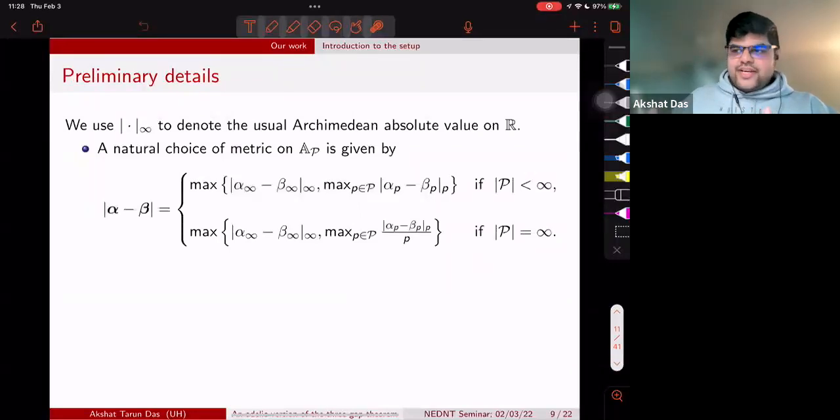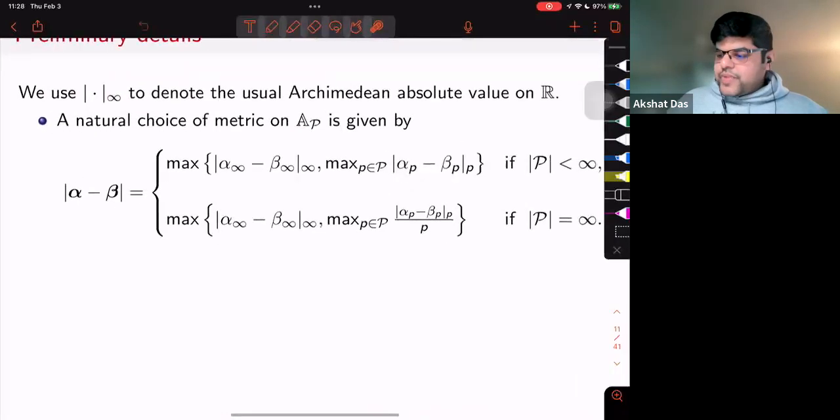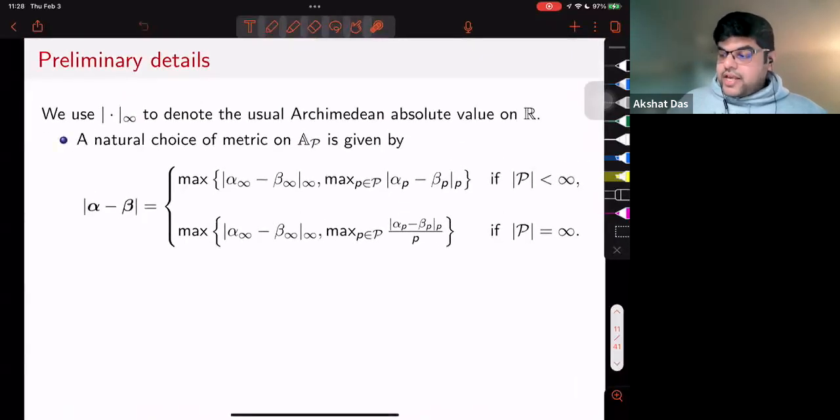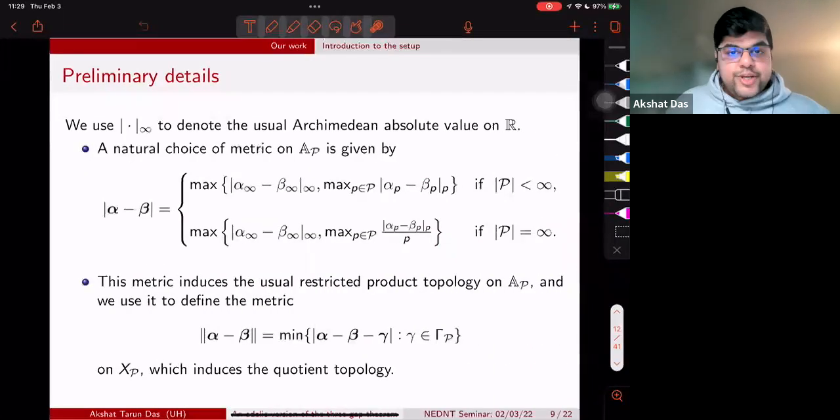The problem that we are trying to approach and solve depends a lot on what the metric is on our space. So let's think about what the metric should be. To start off, for reference, we use this notation to denote the usual Archimedean absolute value on the real numbers. First, let's think of a metric on A_P. The metric on A_P is defined as follows. If the cardinality of script P is finite, then this is nothing but the maximum metric. In the case when it is not finite, this is a natural choice of metric on A_P, and it ends up giving the restricted product topology on A_P.